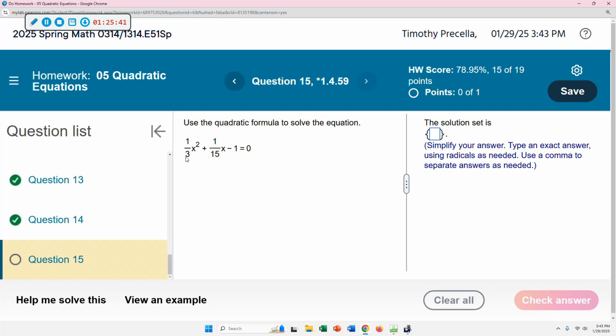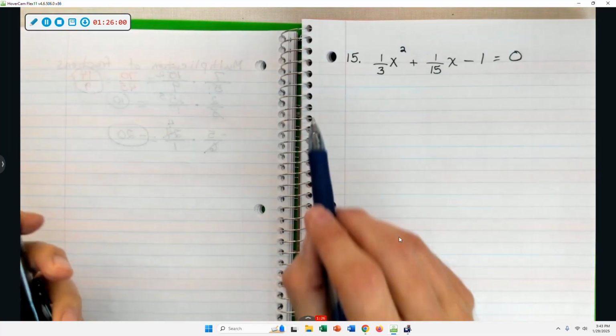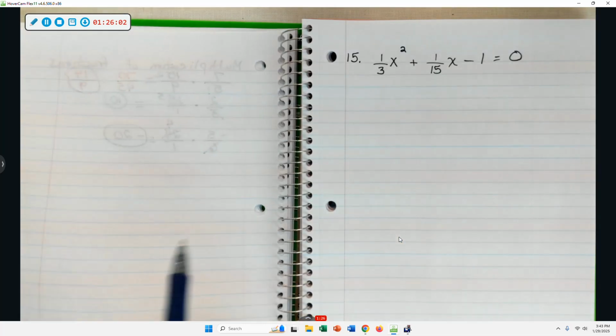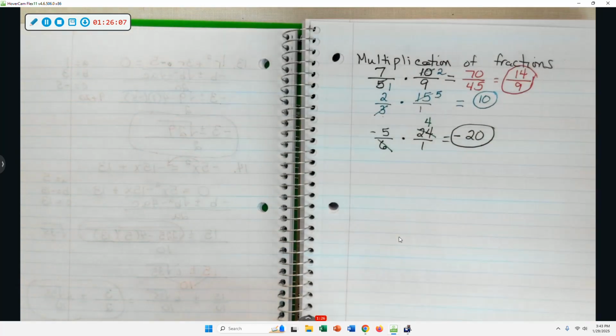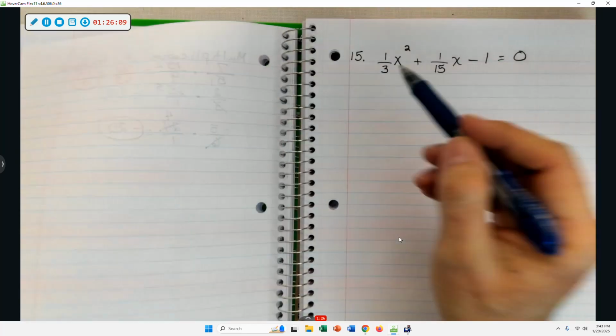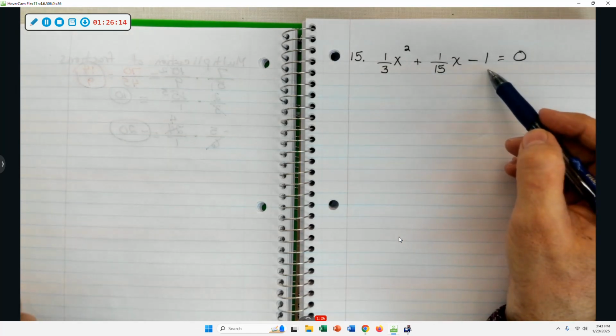The a value is positive, but who wants to have an a of 1/3 and a b of 1/15 and a c of -1? I don't mind the c of -1, but that a equals 1/3 and b equals 1/15, that's going to be pretty messy. So what I would rather do is a little bit of multiplying to get rid of the fractions than a equals 1/3, b equals 1/15, c equals -1.